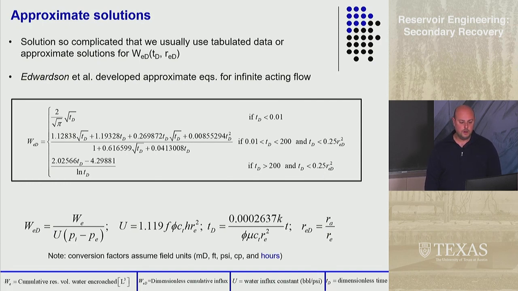Okay, and if you remember, this 1.119 is equal to 2 pi divided by 5.61. 5.61 is a conversion constant to go from cubic feet to barrels. And here's a conversion constant as well. Note that T is in hours.